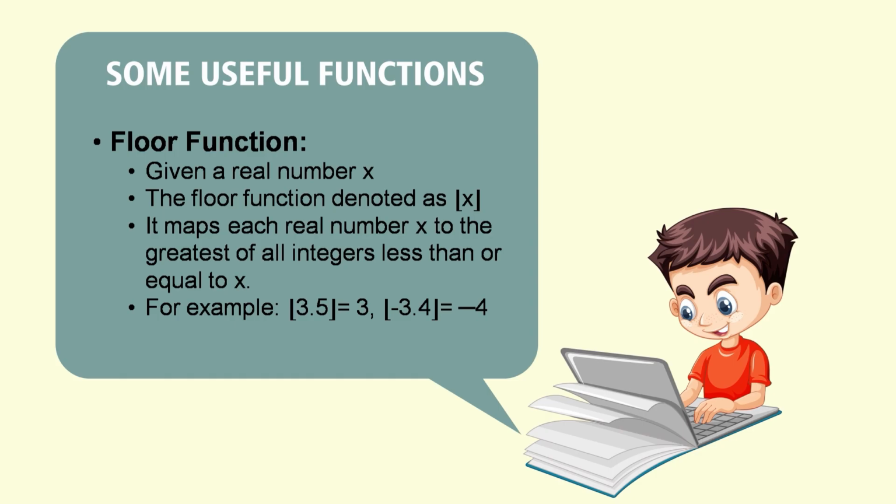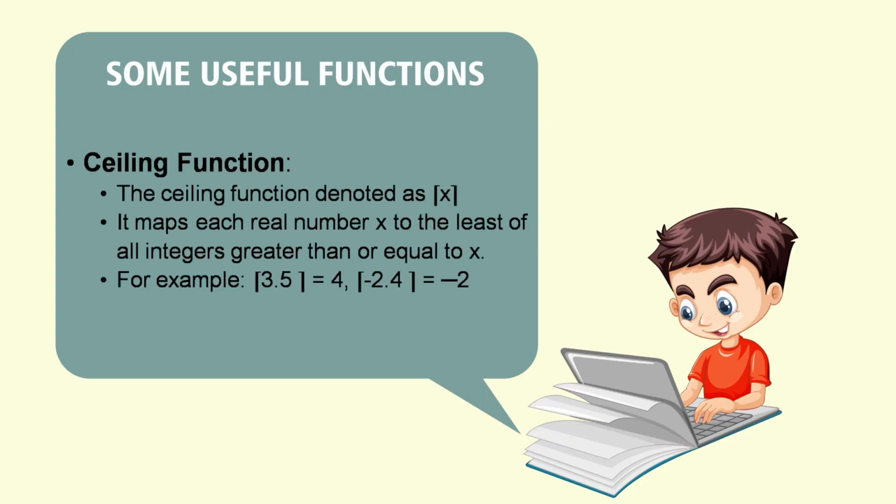So you are looking for the greatest of all integers which are less than or equal to, and that is going to be minus 4. So you need to be careful when you are dealing with negative numbers. Otherwise, it is very simple: you truncate the decimal part and you get the floor value.